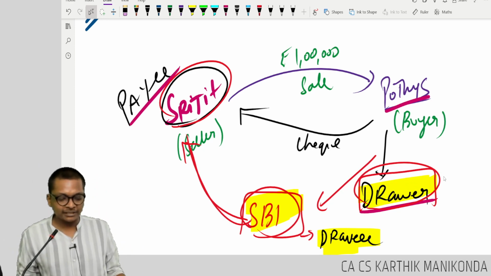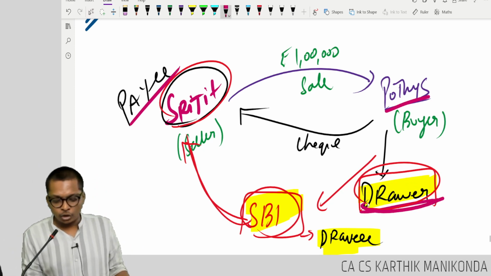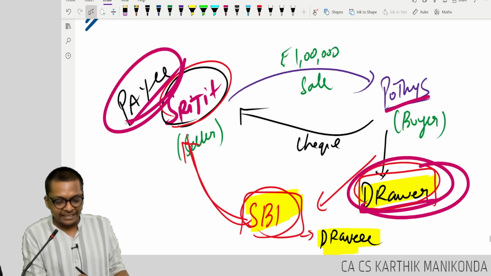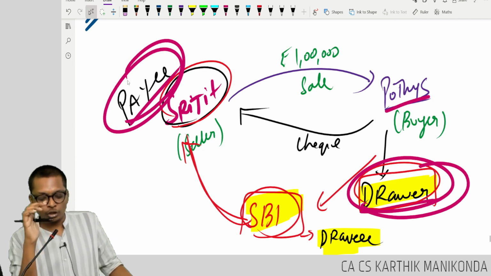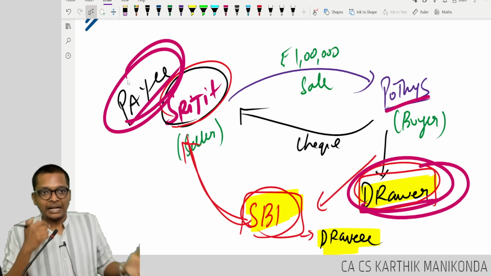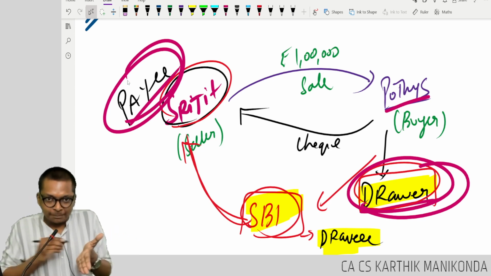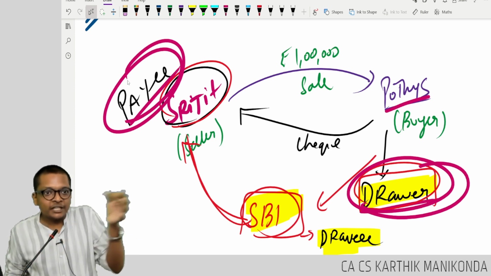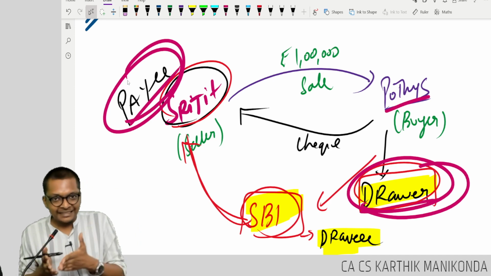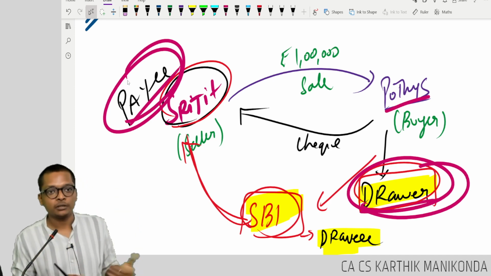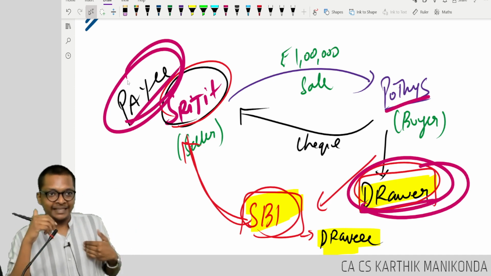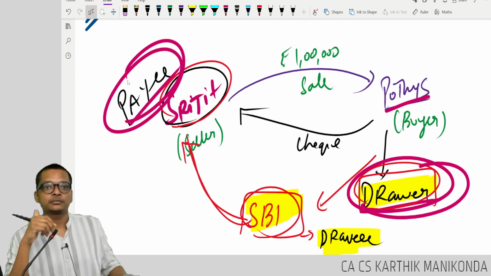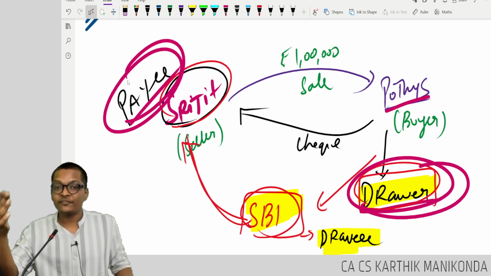Clear? Now next question. Can the drawer and payee in the check be the same person? Yes or no? I will write a check, write my name itself and put it in a different bank. I will write ICICI bank and I will put it in an SBI account. I am transferring from one account to another account. I can do that. I can put it in a different bank.